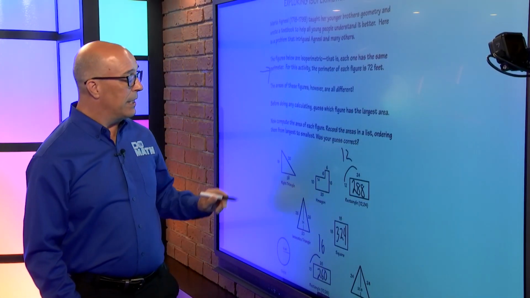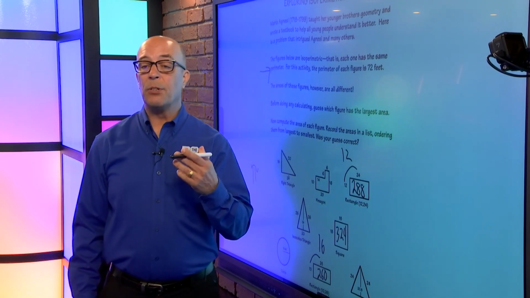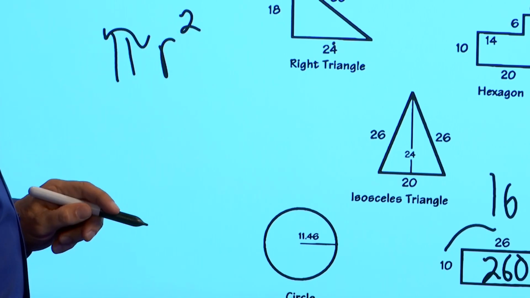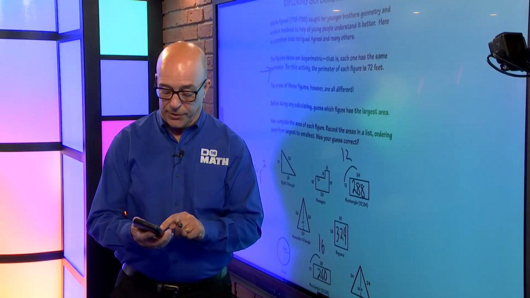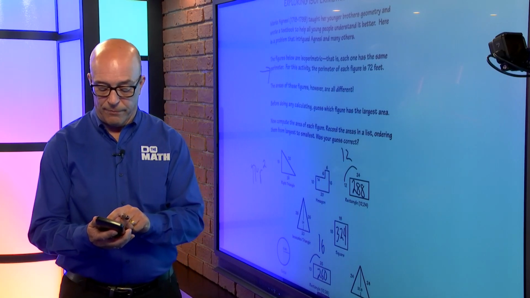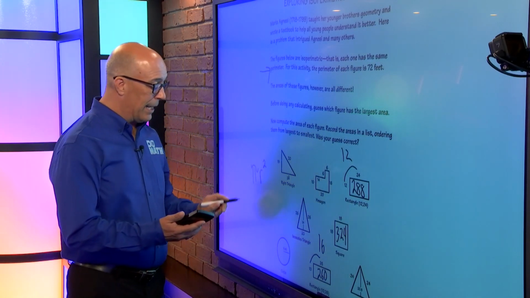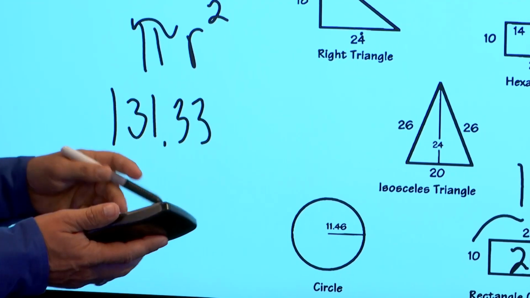To find the area of a circle, we're going to go pi. Then what we have to do is we have to take the radius and we have to square it. So we can see that the radius is 11.46. So let's take 11.46 and we're going to square that. And we can see that we have 131.33. We'll just leave it at that.